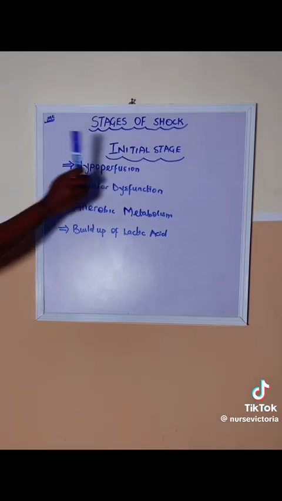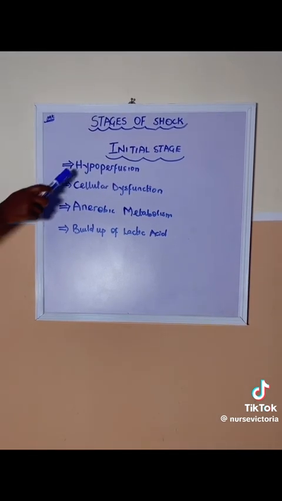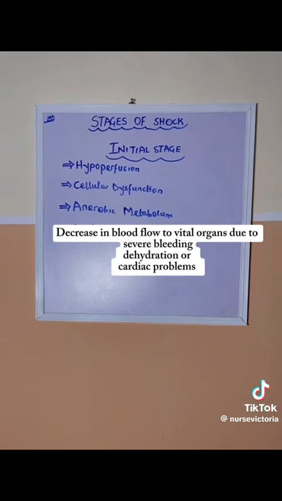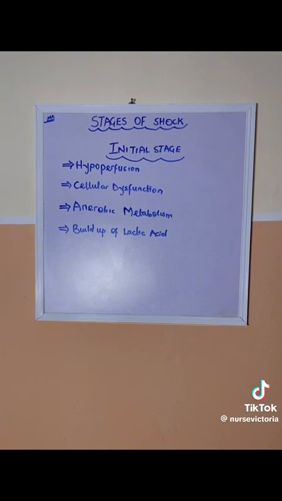So in the initial stage, which is the first stage of shock, we'll talk about hypoperfusion. So what happens in hypoperfusion? There is decrease in blood flow to vital organs due to severe bleeding, dehydration, or cardiac problems, which are the causes of shock. So this reduction in blood flow leads to inadequate oxygen supply to tissue.